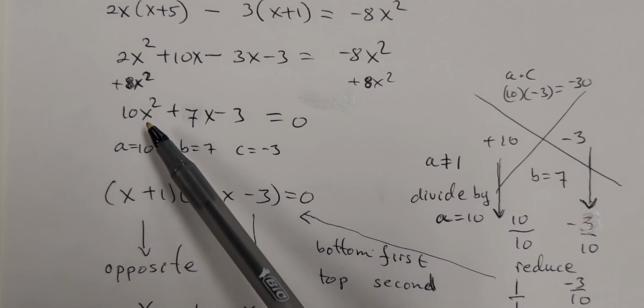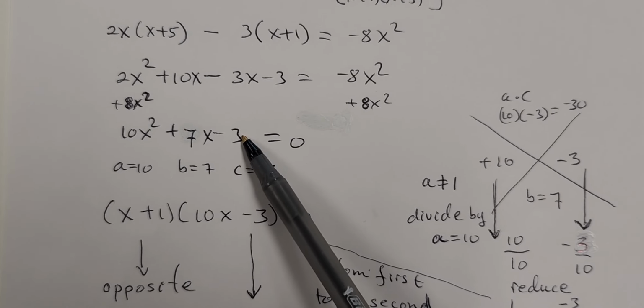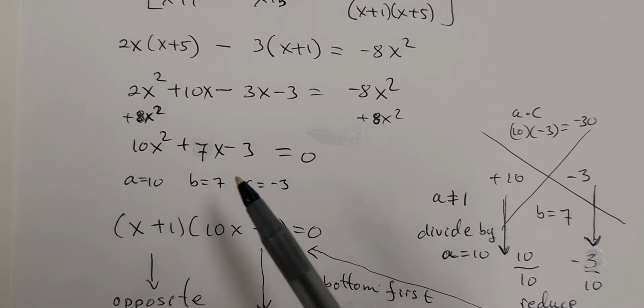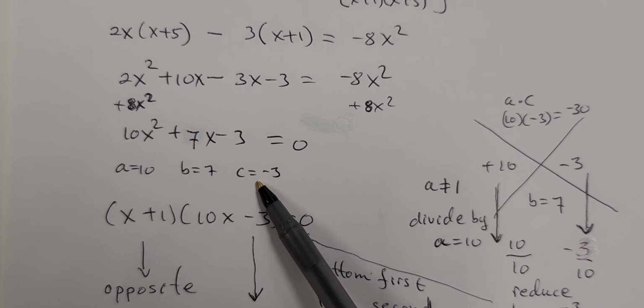So this is a trinomial. I have A, B, C, so I will do the x method. A is 10, B is 7, and C is negative 3.